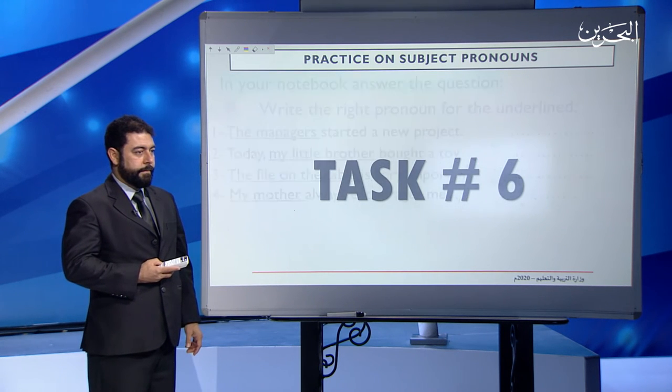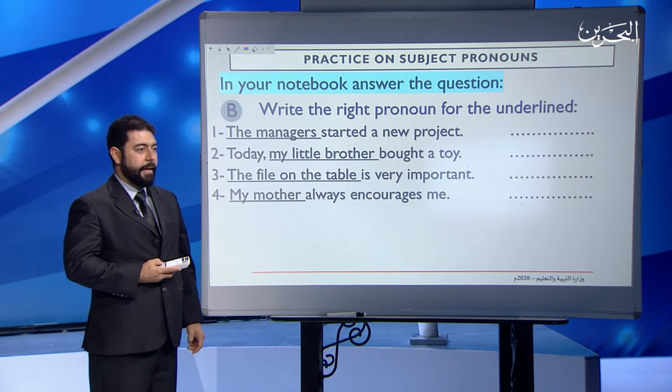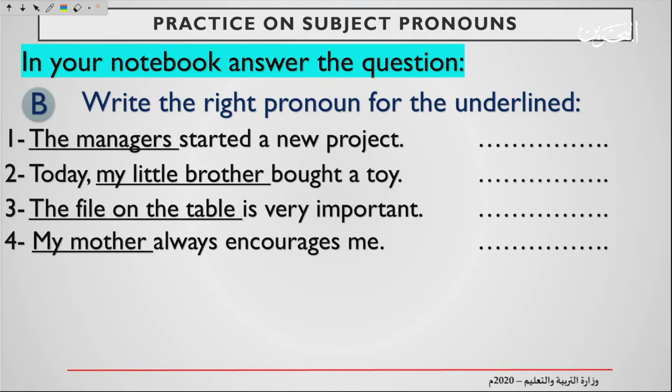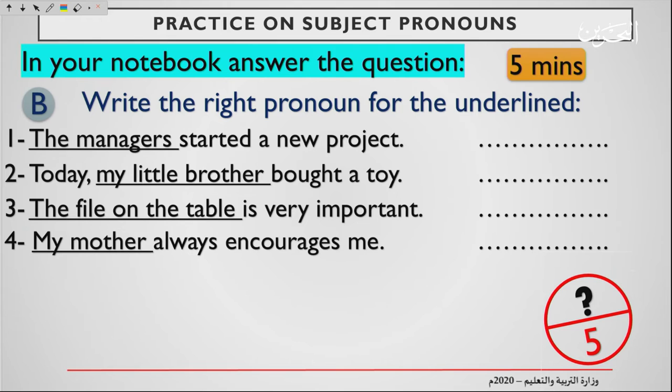Task number six. In your notebook again, answer the question. B. Write the right pronoun for the underlined. The first one, the managers started a new project. Can you substitute the managers into a proper subject pronoun? Two, today my little brother bought a toy. Three, the file on the table is very important. Four, my mother always encourages me. This is out of five. You have 5 minutes. You have four sentences, and there is an extra mark for the spelling.